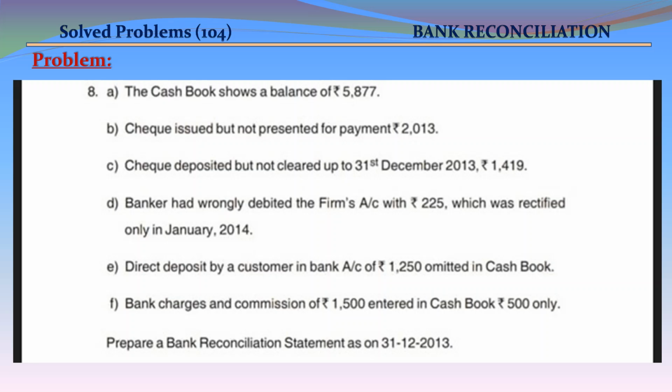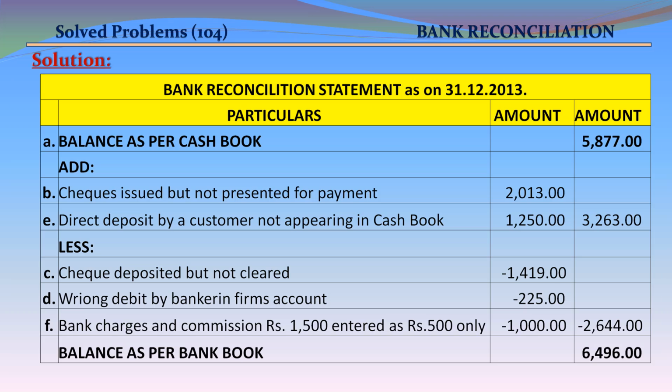Direct deposit by a customer in bank account of rupees 1,250 omitted in cash book. Bank charges and commission of rupees 1,500 entered in cash book as 500 only. Prepare bank reconciliation statement as on 31st December 2013.